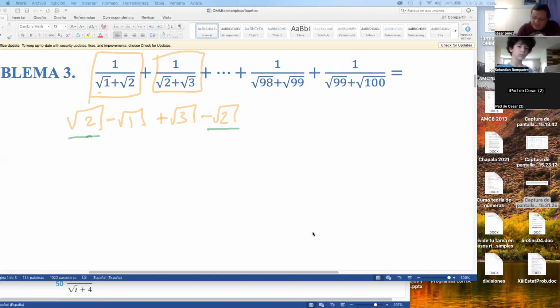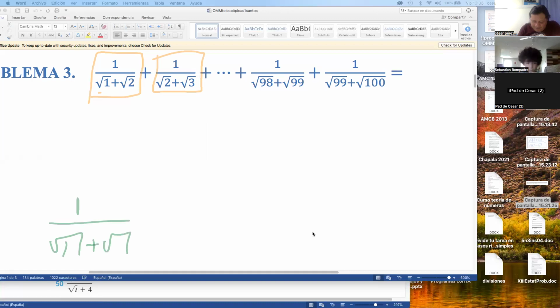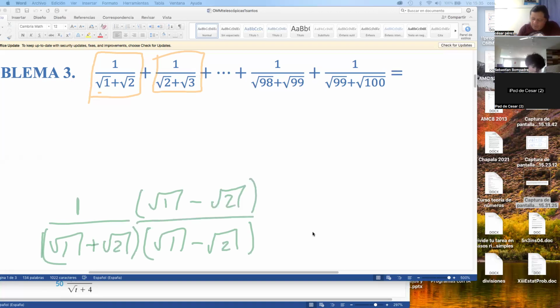Maybe it will be easier if you write this way. I know that it will look a little more, okay, let's see. We are going to multiply by the square root of 1 minus the square root of 2. So we will get the square root of 1 minus the square root of 2 divided by minus 1, okay?